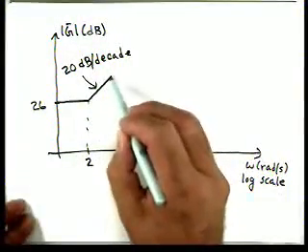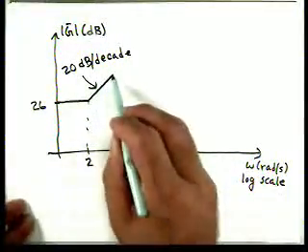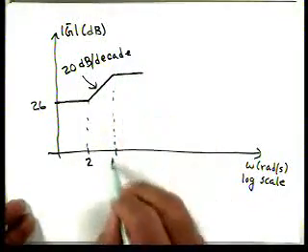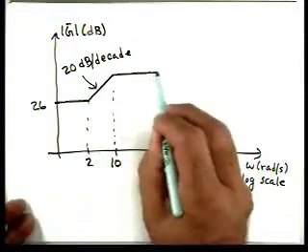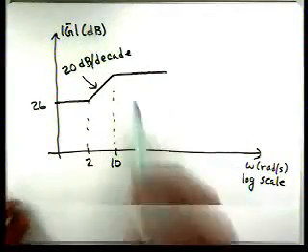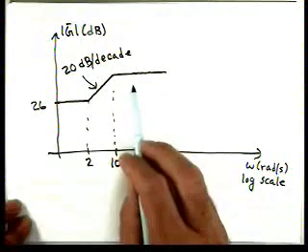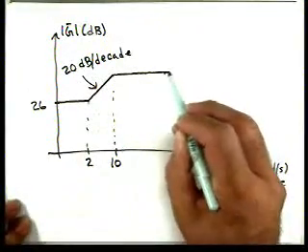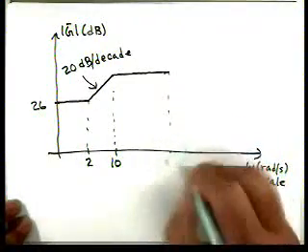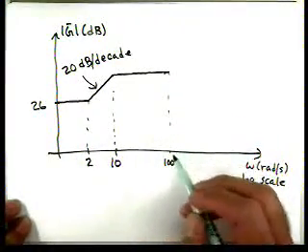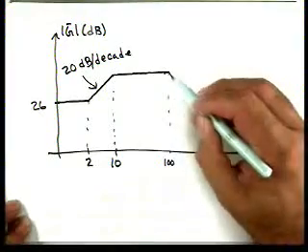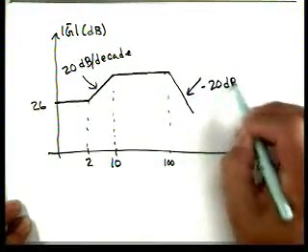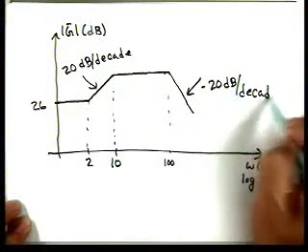Then when we get to omega equal 10, one of the simple poles turns on. Remember, the zero has a slope of plus 20 dB per decade and the pole has minus 20, so those two slopes cancel out. We stay at this level until we get to 100. Then the second simple pole turns on, and now we break down at minus 20 dB per decade.